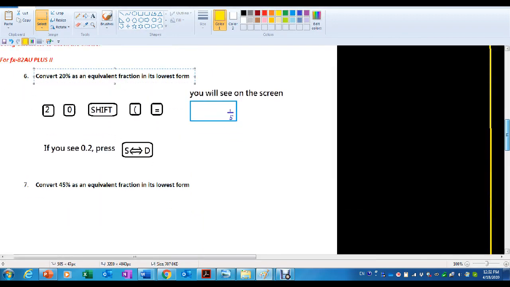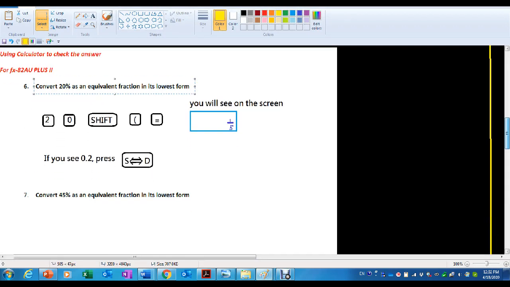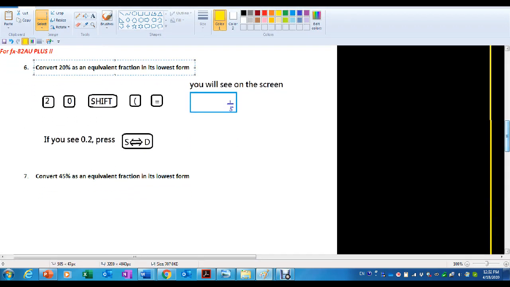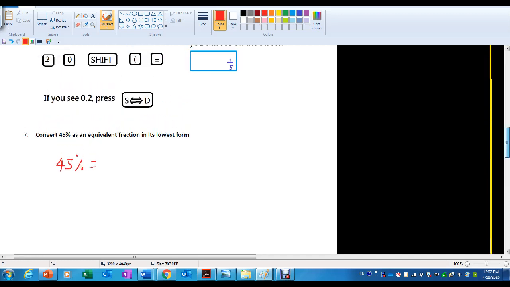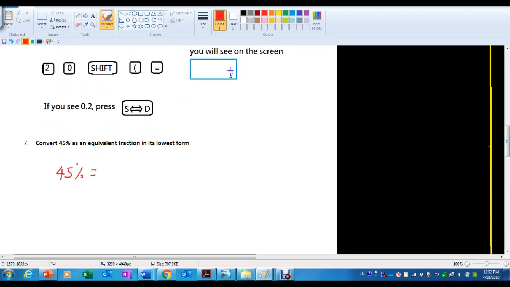Let's go back here and do another one. Convert 45% as an equivalent fraction in its lowest form. Then use your calculator. Let's try. I'm going to give you some time. You might pause the video now and try to use your calculator to see if you can convert that 45% into an equivalent fraction in its lowest form.